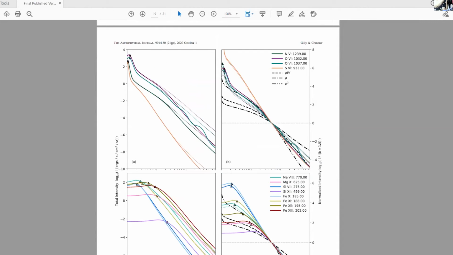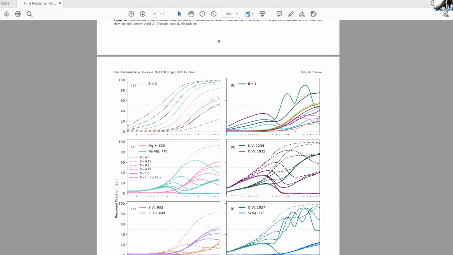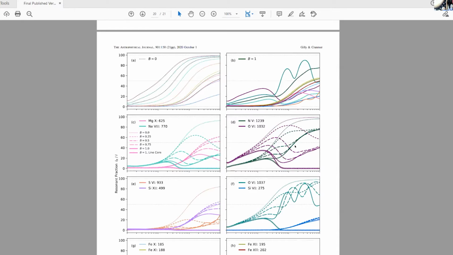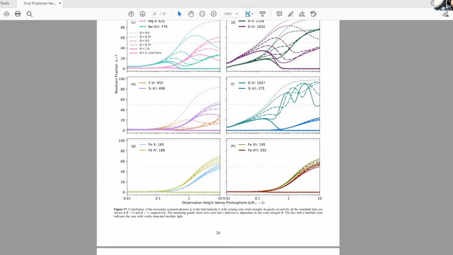Hopefully this is not a problem if I screen share briefly. Go for it. Yeah, so I was just asked, have we estimated the scattered component versus, I guess, collisional excitation? And so I just wanted to show in this 2020 paper last year. These plots are the same: it's observation height above the photosphere.